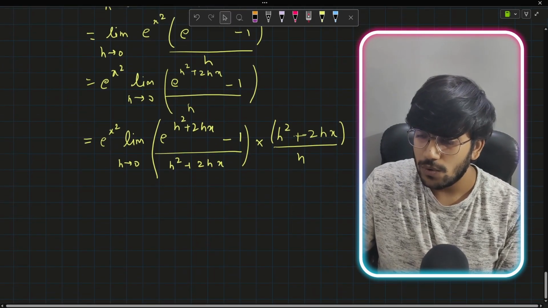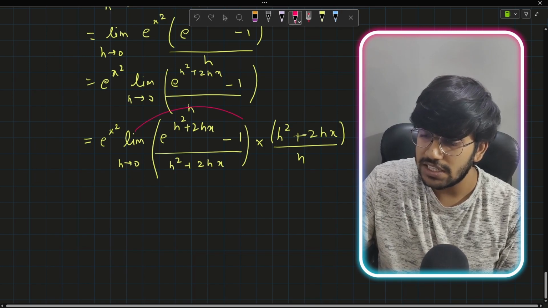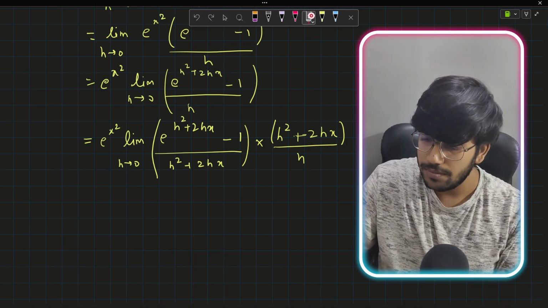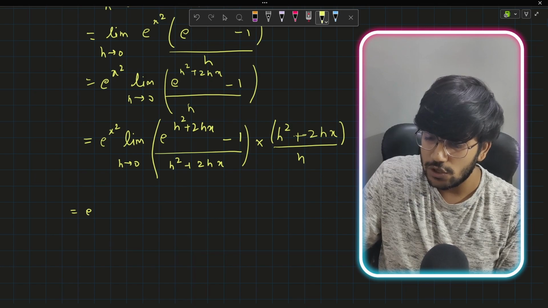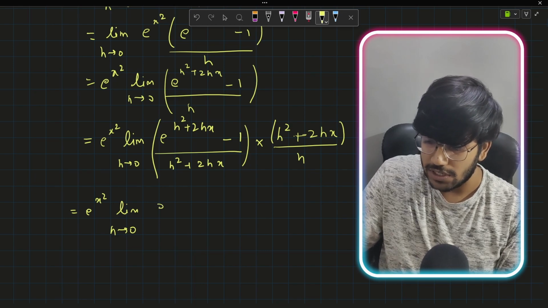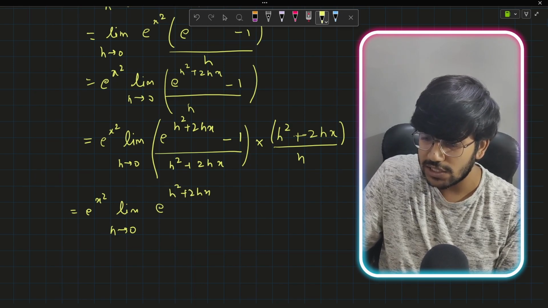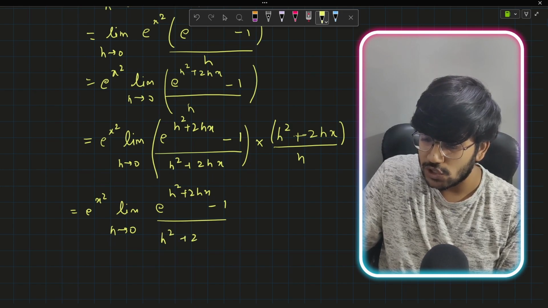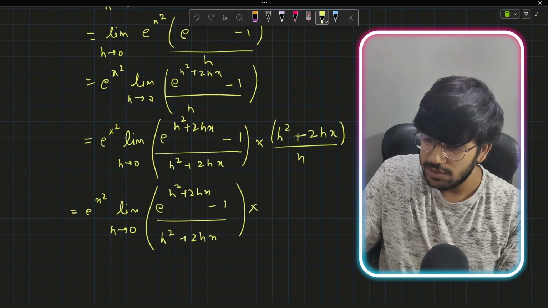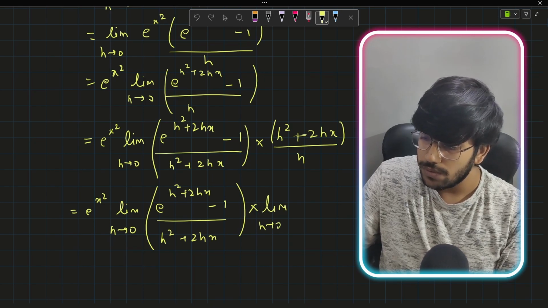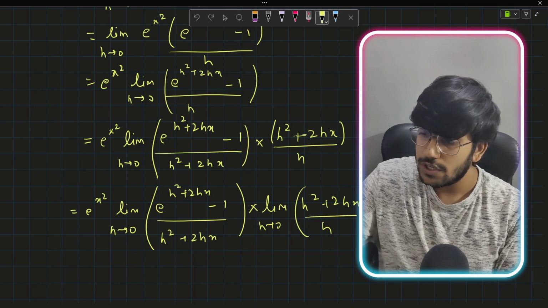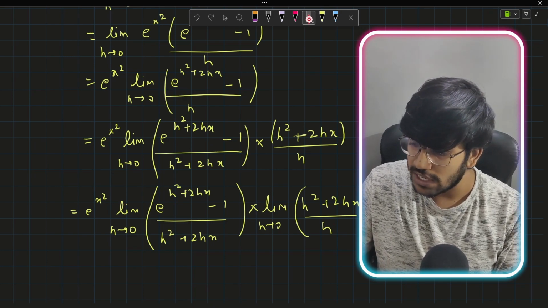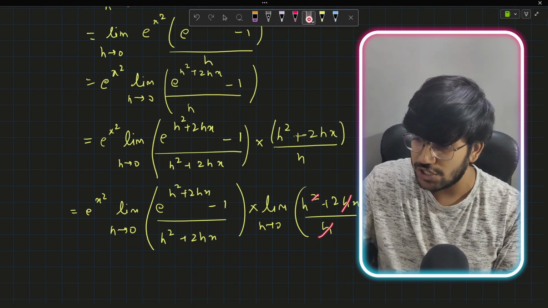Fine. Now what I can do is just separate these limits. I can give a limit to this as well as this expression. So this gives us again e to the power x square, limit h tends to 0, the same expression (e to the power h square plus 2hx, minus 1) over (h square plus 2hx), times limit h tends to 0, (h square plus 2hx) over h.